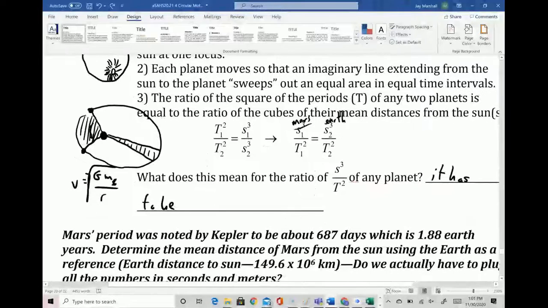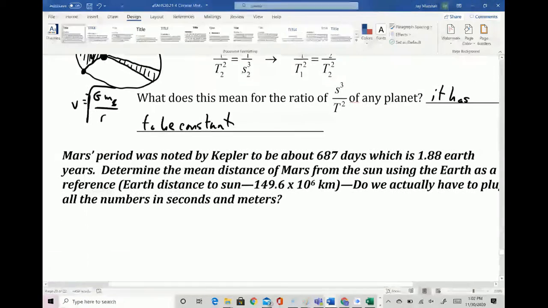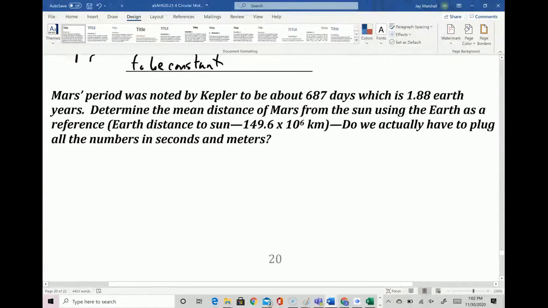This value has to be constant. Okay? And that should just kind of blow your mind. Why would we expect the distance of the planet from the sun divided by its period to be a constant value for each planet? It's the same for every planet in our solar system. That ratio is the same for every planet in our solar system. We're going to see why that is in a little bit.